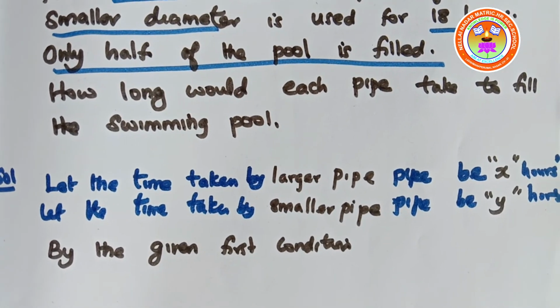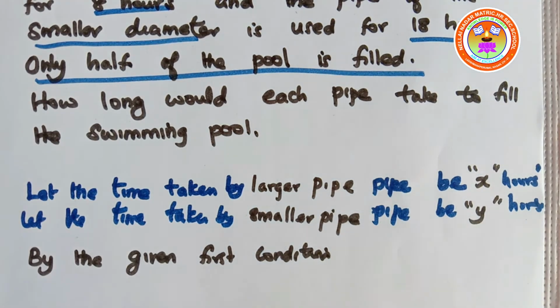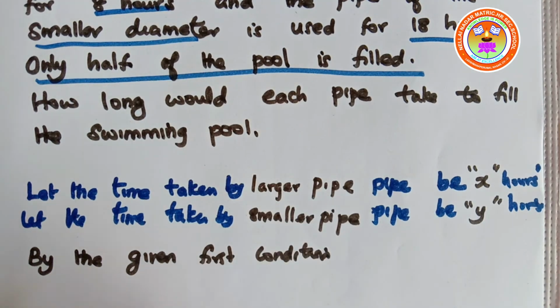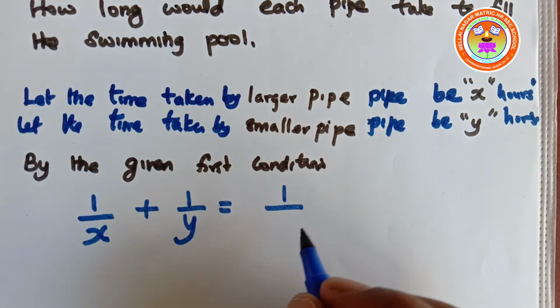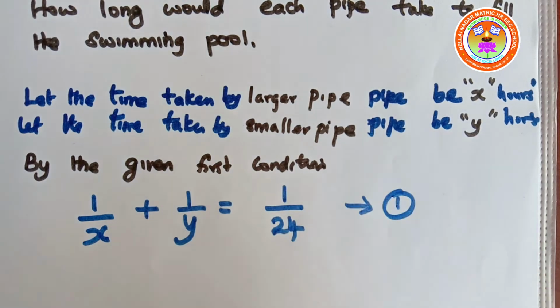Solution. Let the time taken by the larger pipe be x hours. Let the time taken by the smaller pipe be y hours. What is the first condition given? The first condition is time. Time means 1 by x for the larger pipe, 1 by y for the smaller pipe. It takes 24 hours, so 1 by 24 time taken. So you have to write like this. Then this is considered as the first equation.